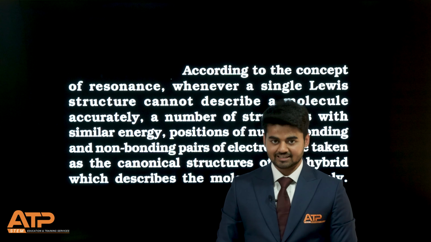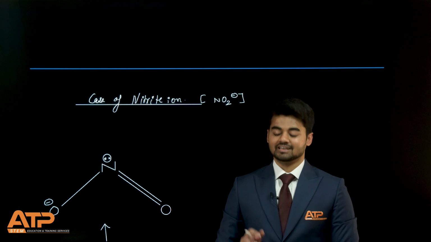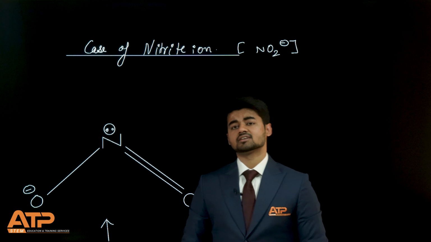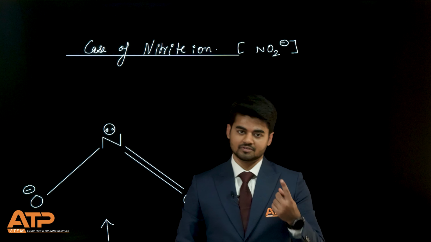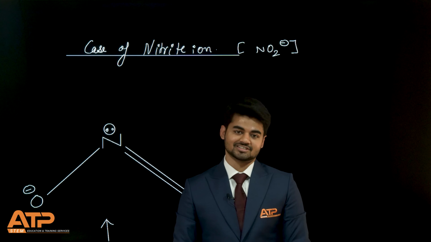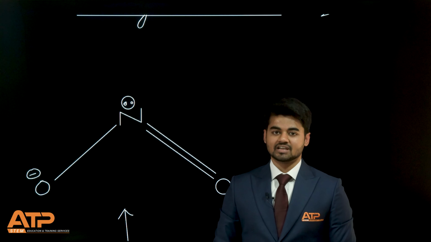I have taken an example of nitrite ion and we'll try and understand resonance through this. Okay, let's start. I hope you guys are comfortable making Lewis dot structures. If not, please write in the comment box. We will make a video for making Lewis dot structures as well. Okay, so let's start. Nitrite, one of the Lewis dot structures I have made.